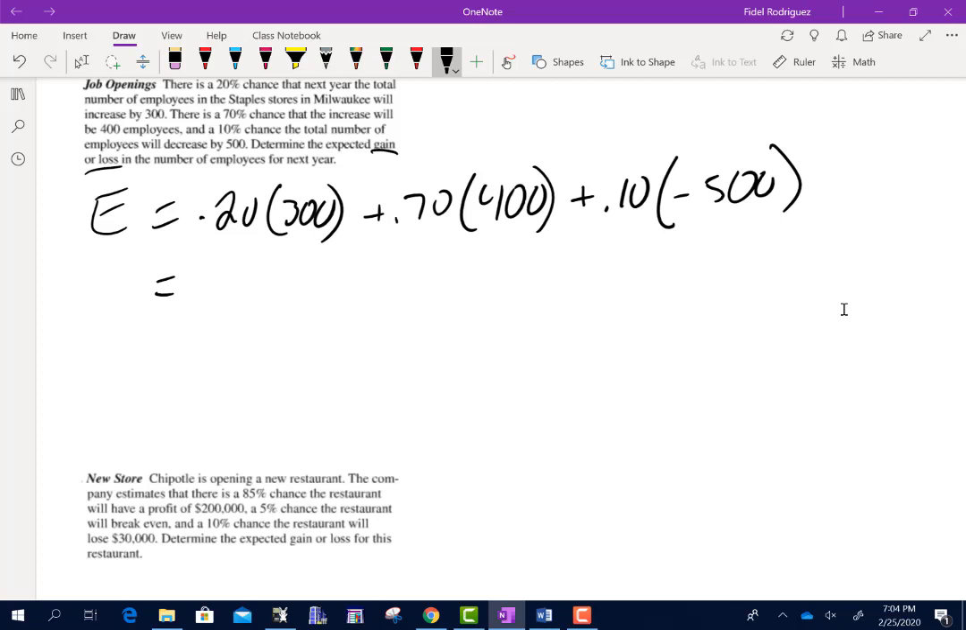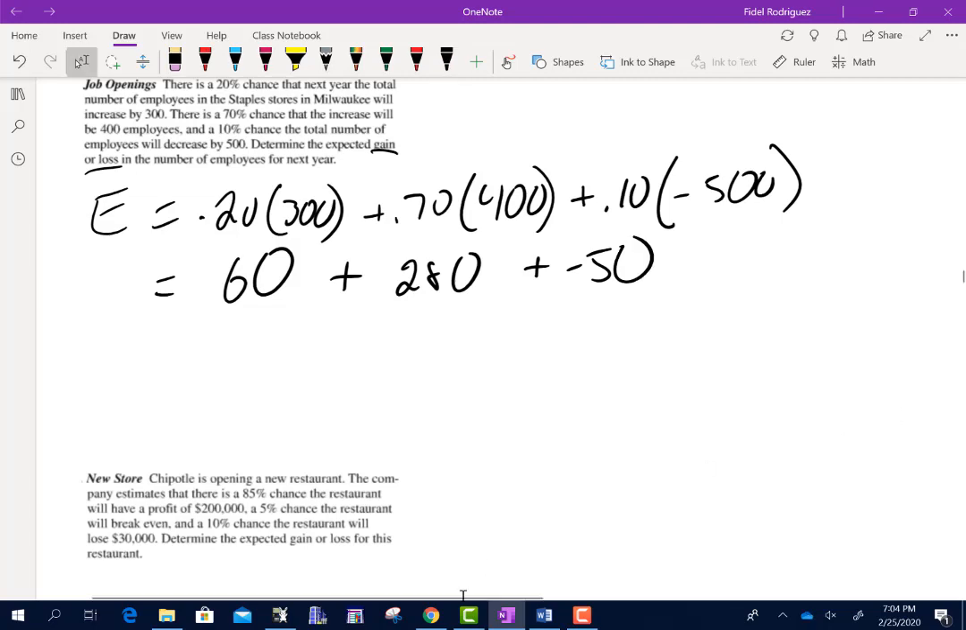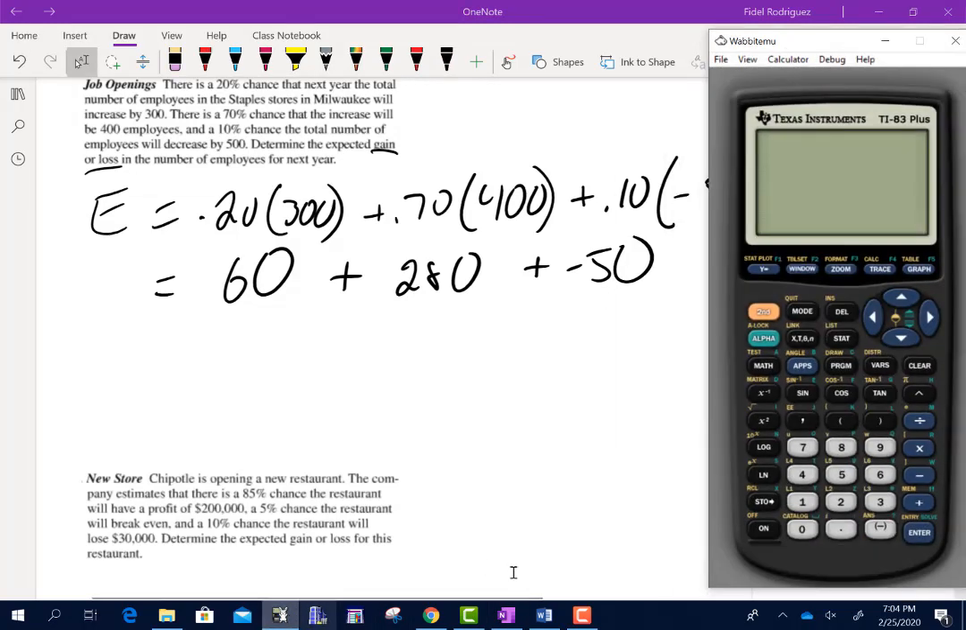So this should be 60. This here should be 280, and this here should be -50. So if we add those numbers together, 60 plus 280 plus -50 leaves us with a total of 290 employees.